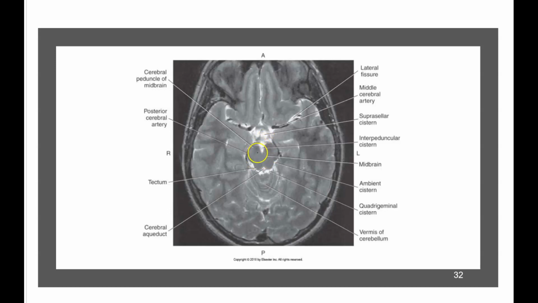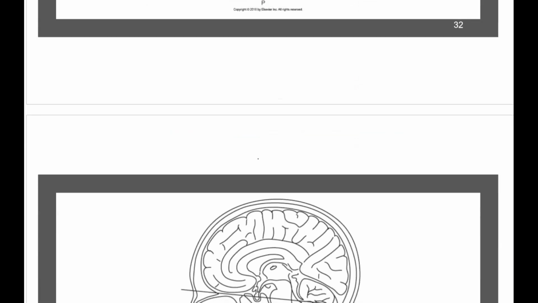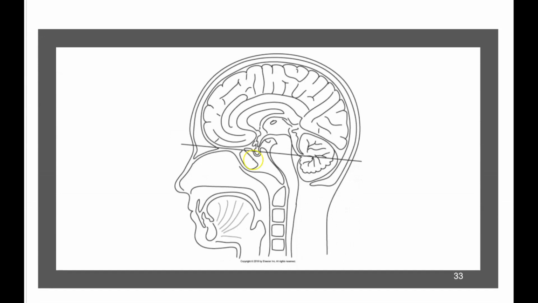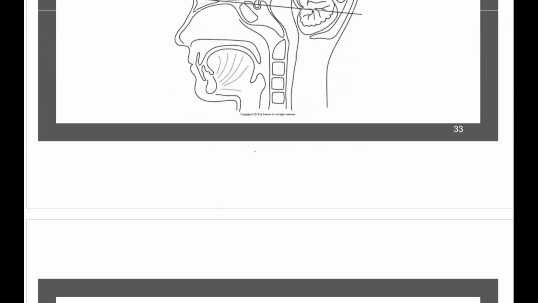So coming in here, I want you to know your midbrain, your ambient cistern, and we've got your quadrigeminal cistern, which is back here. Vermis of the cerebellum, so it looks like a worm to me, and I'll show you on a better image. You have your cerebral aqueduct coming down, so that's going from your third ventricle down to your fourth ventricle, and that's just right there. And I want you to know your posterior cerebral artery sits in your ambient cisterns on either side, and that works.